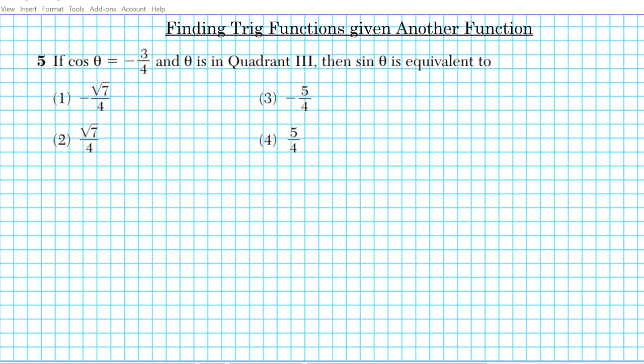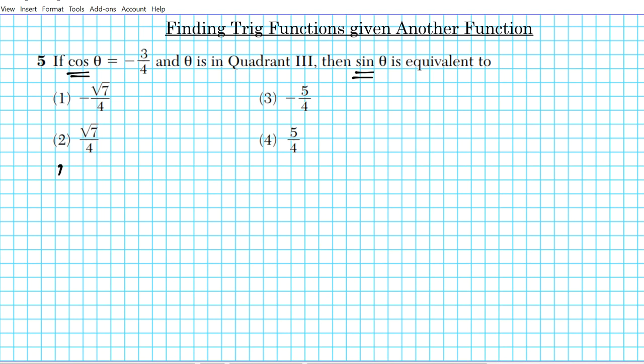5 reads, if cosine theta is equal to negative 3 over 4 and theta is in quadrant 3, then sine theta is equivalent to. So here we are given cosine and we are expected to find sine. We're going to use 2 methods to solve this problem. And at the end of this presentation, we'd like you to tell us which method you prefer and why.